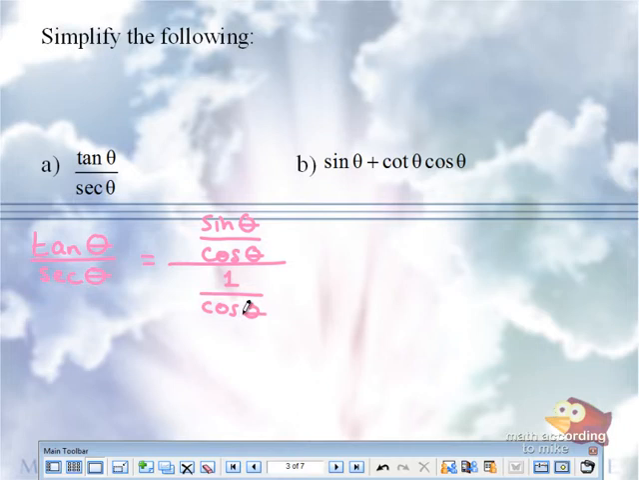Well, notice we're dividing by a fraction. When you divide by a fraction, you flip and multiply. So this would be sine over cosine from the numerator times cosine over 1 in the denominator. What cancels? Cosine. And you're left with what? Sine theta.